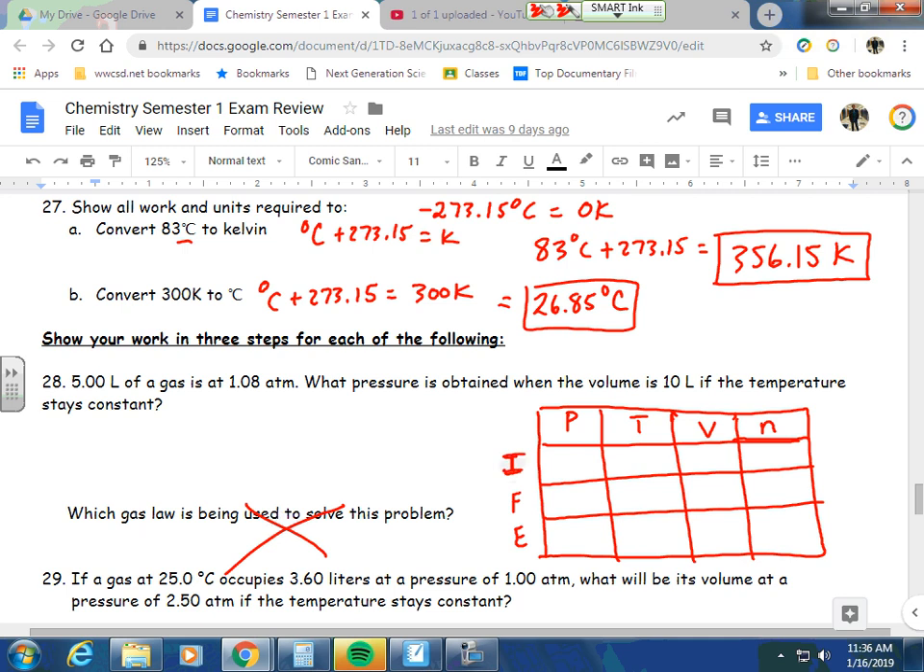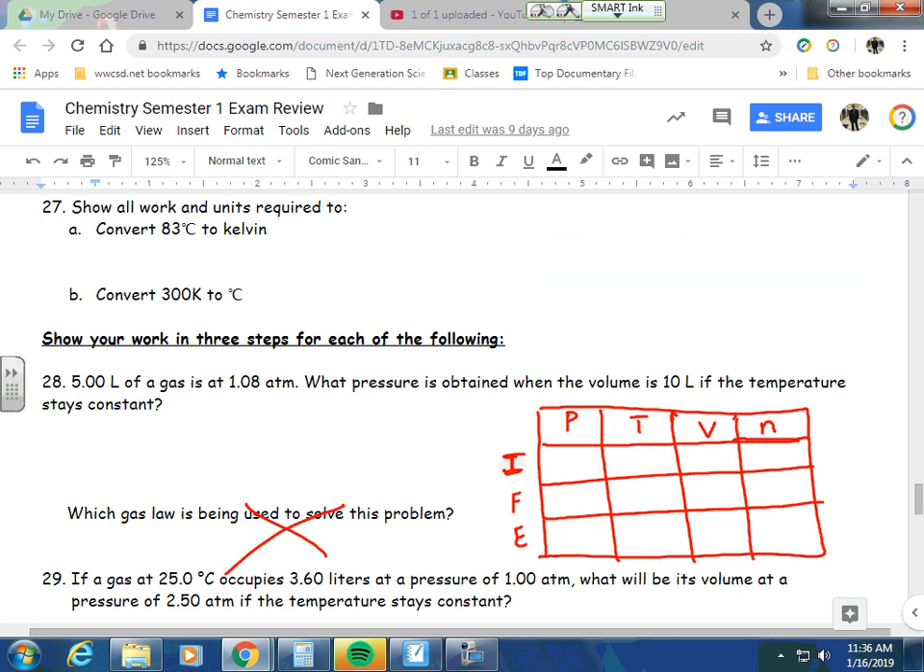I'm going to erase that to see if I can use the same chart for each problem. All right, so we know we can ignore that. What I see here is 5 liters of a gas. I have to know that liters is volume, okay? It's at 1.08 atmospheres. I have to know that atmospheres are pressure, okay? So those are my initial conditions.